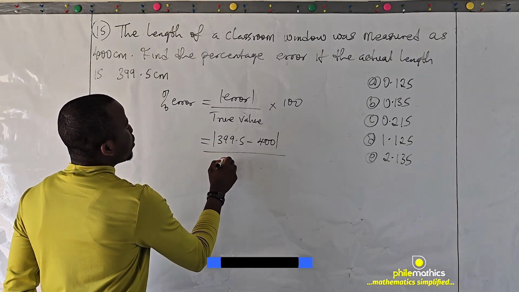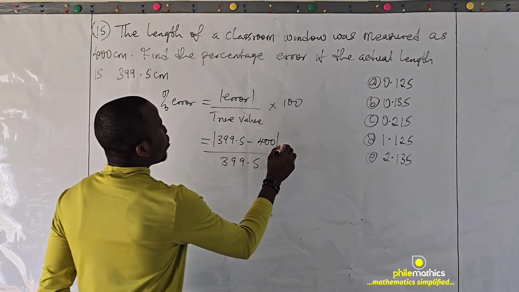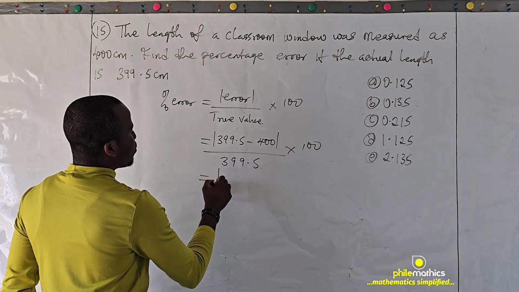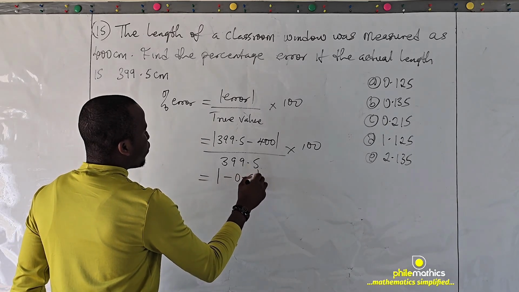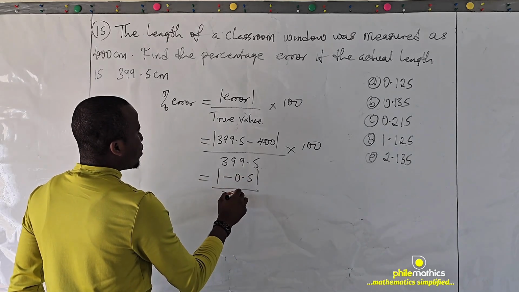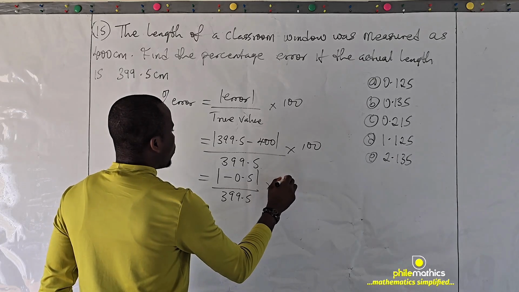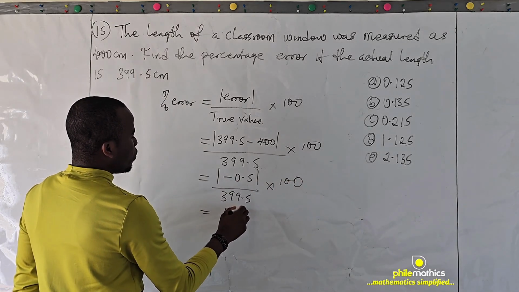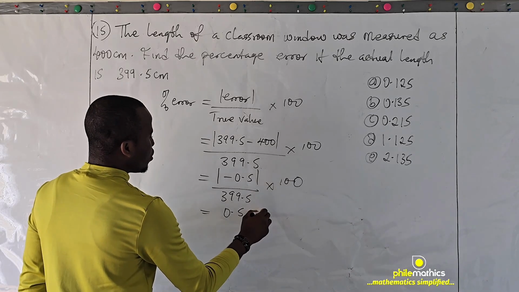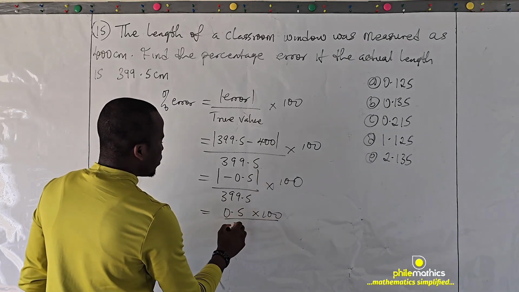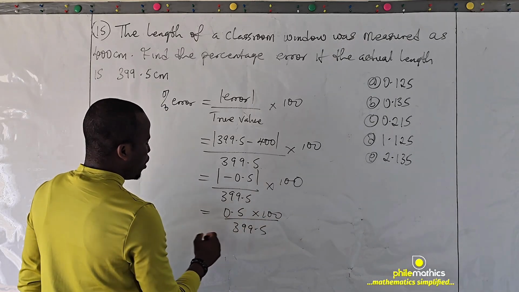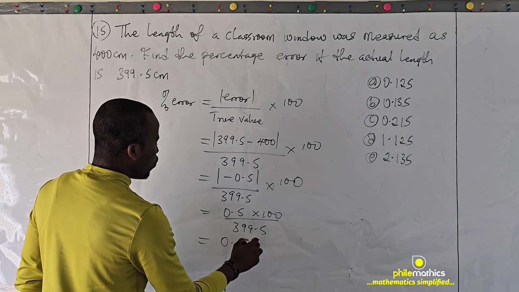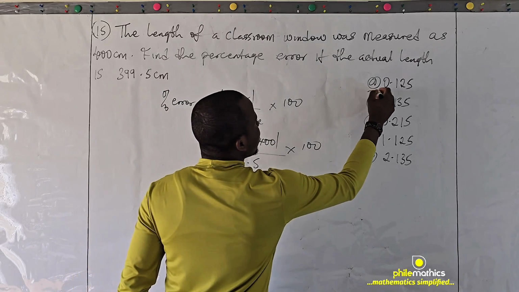The true value is 399.5 times 100. If we subtract this, this is the absolute value of minus 0.5 over 399.5 times 100. And so this is simply 0.5 times 100 over 399.5. If you type this in your calculator, you will get 0.125. And that is simply A.